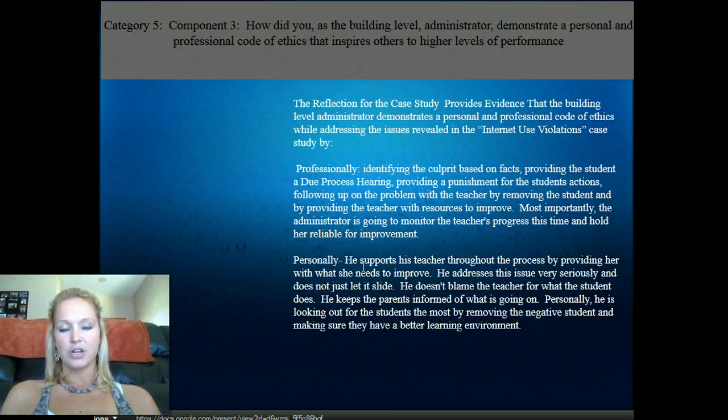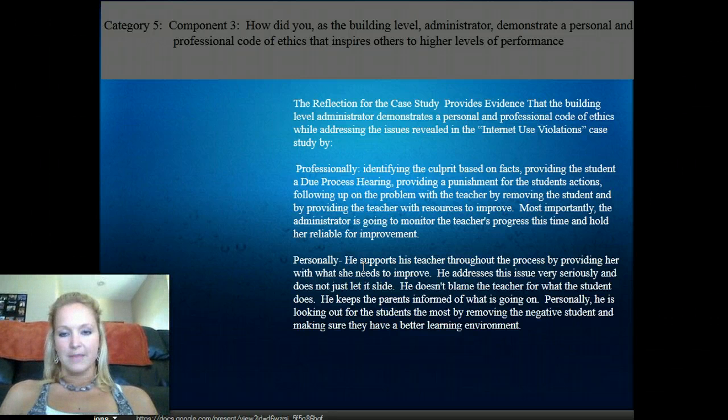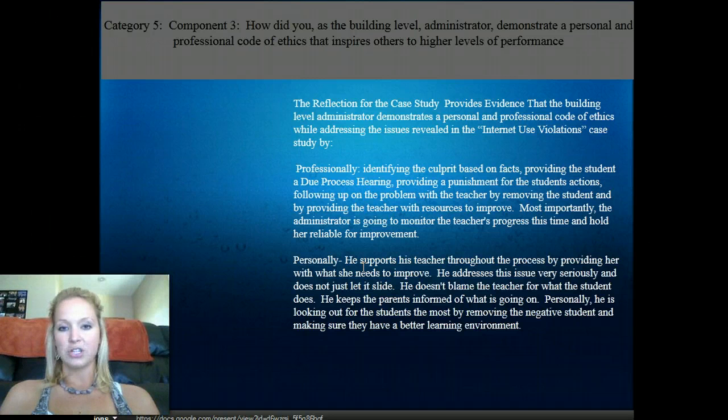Category 5, Component 3. How did the administrator demonstrate personal and professional code of ethics? I thought professionally, identifying the culprit based on facts and providing the student a due process hearing were professionally ethical, providing a punishment for the student's actions, following up on the problem with the teacher by removing the student, and by providing the teacher with resources to improve. But most importantly, the administrator is going to monitor the teacher's progress this time and hold her accountable for improvement.